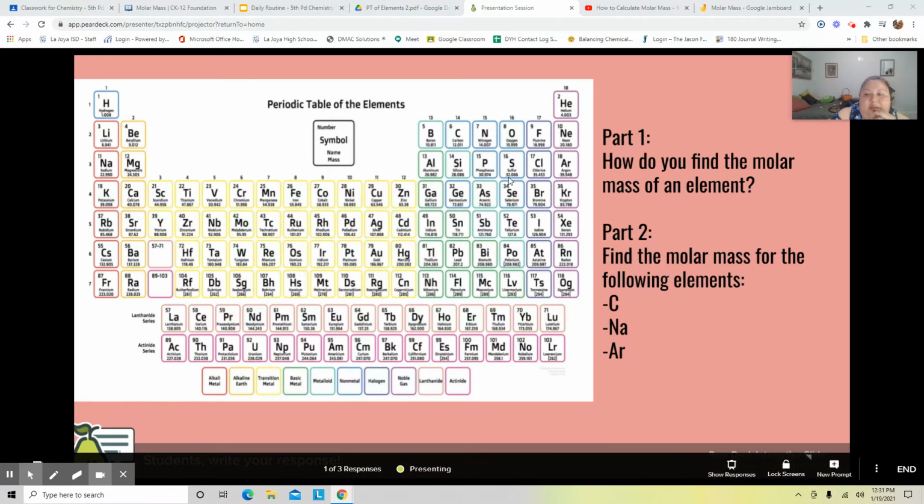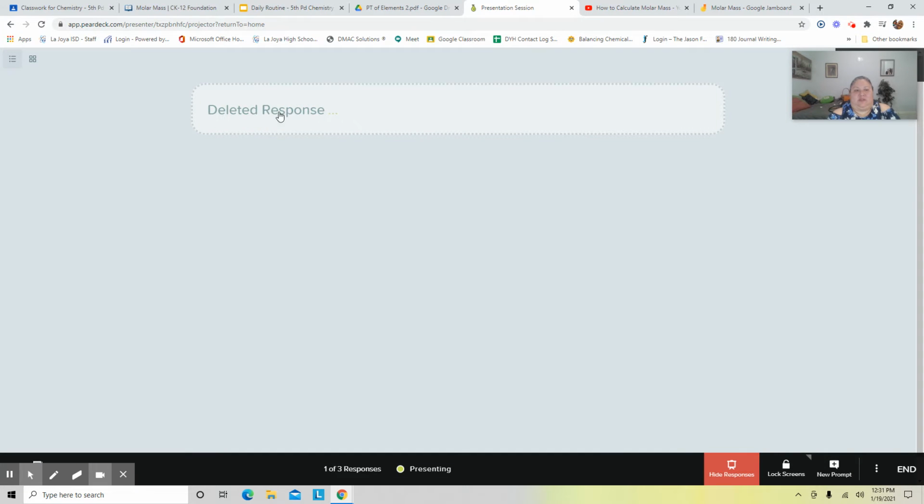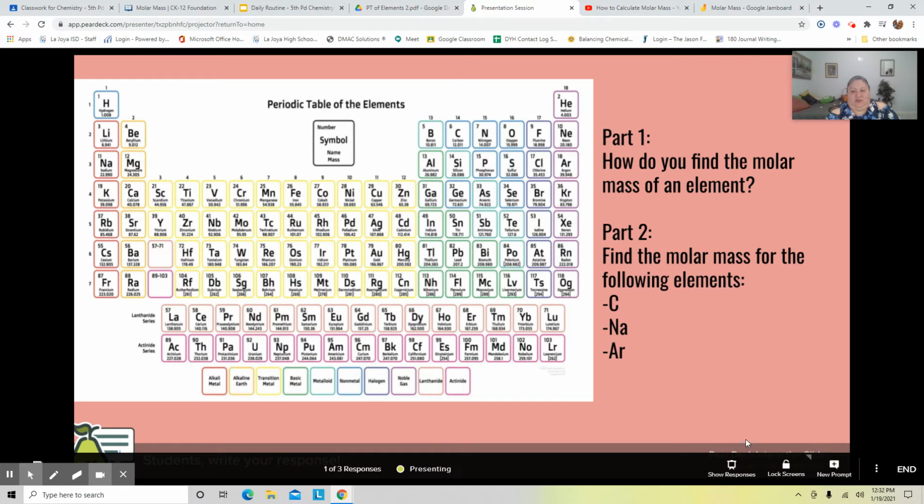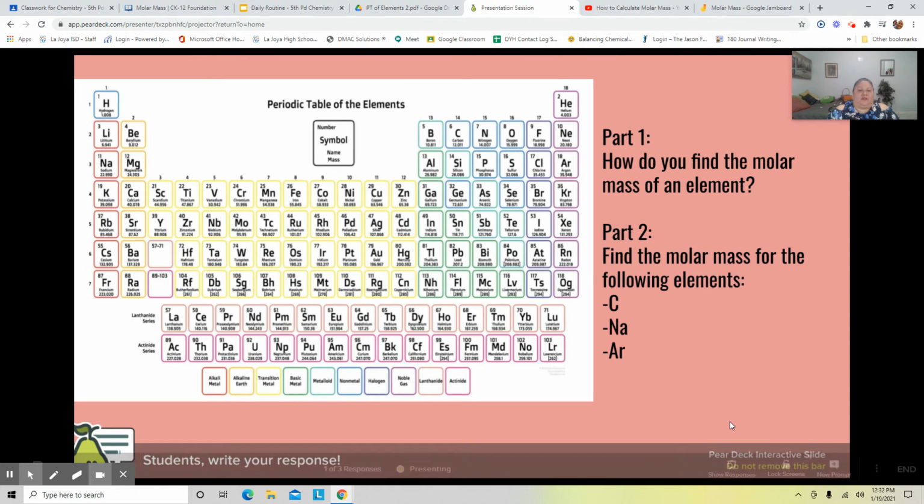All right. So, now that we know where to find it, because Miss Diamante said that it's the atomic mass, which is the number at the bottom of the square, can you find the molar mass for the following elements? Part 2. For carbon, sodium, and argon. It's the atomic mass. You're correct, whoever this was. It is the atomic mass. All right, now find the molar mass for carbon, sodium, and argon.